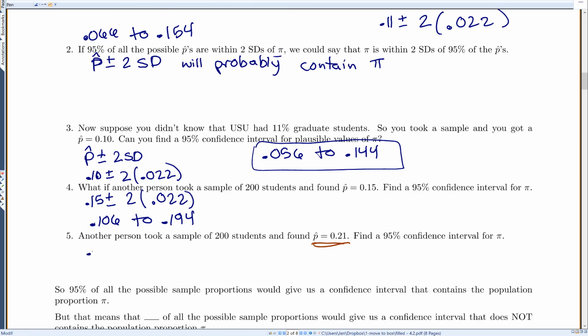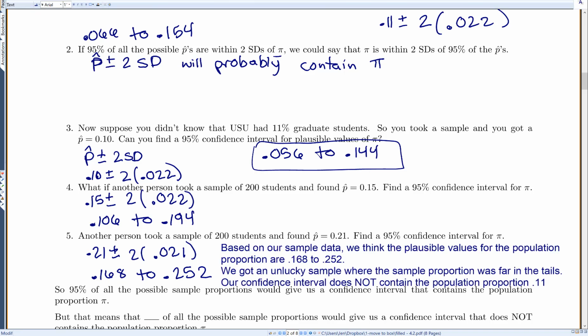So if we do 0.21 plus or minus 2 times my standard deviation, 0.021, let's see what that gives me. 0.21 minus 2 times 0.021 gives me 0.168, and the upper end is 0.252. So based on my sample, I think the plausible values are from 0.168 to 0.252. Let's write that down. Based on our sample data, we think the plausible values for the population proportion are 0.168 to 0.252.